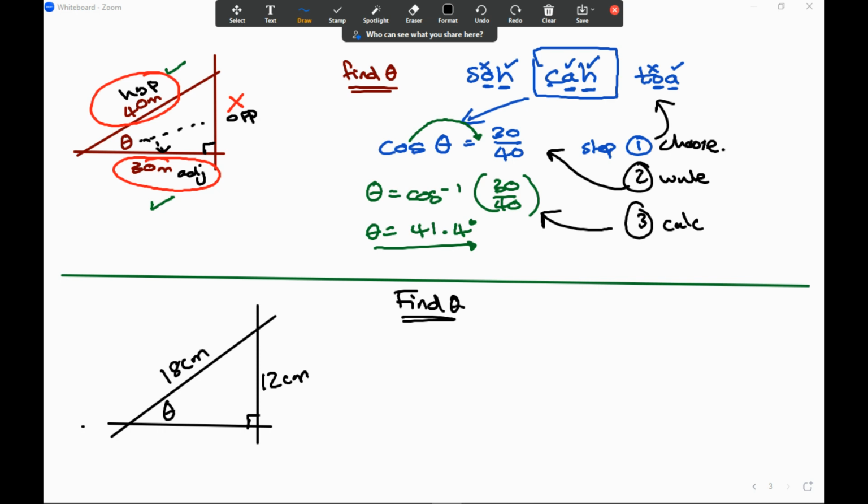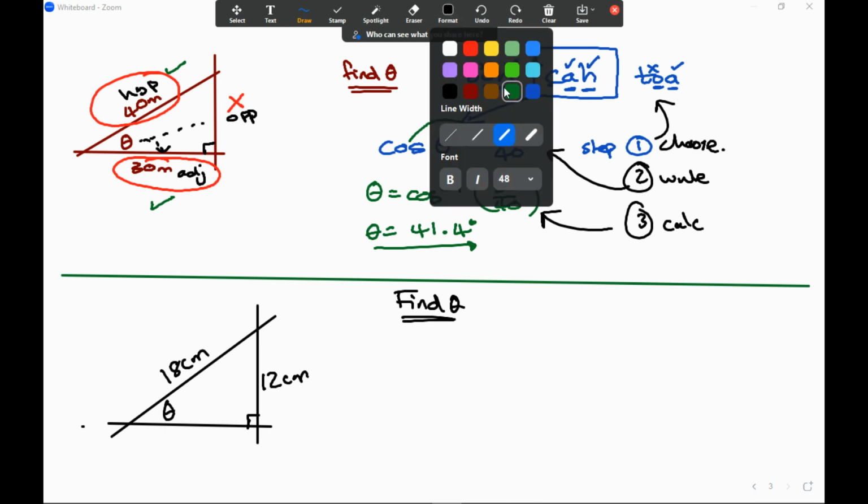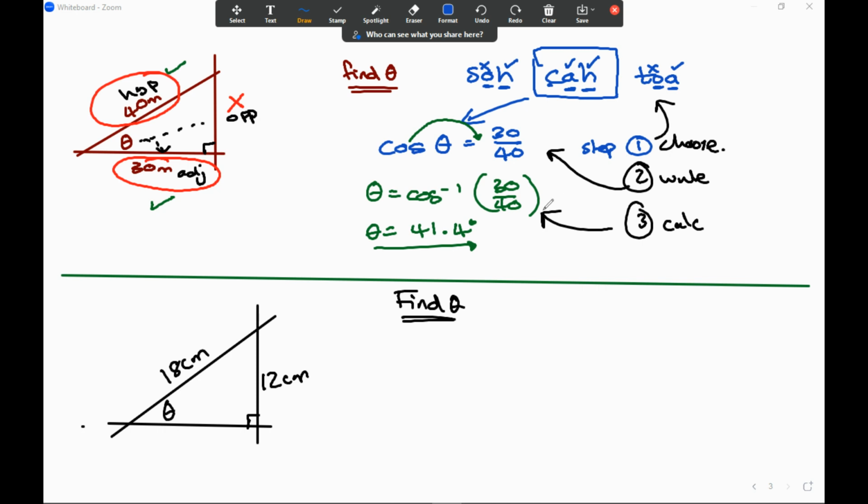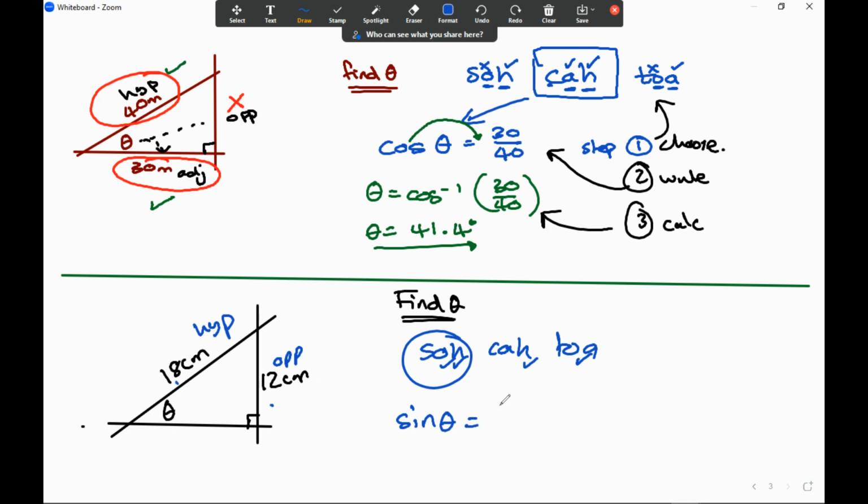Try it. Let's have a look. Okay, cool. So from this one here, we've got to decide if we're going to use sine, cos, or tan. So between SOH, CAH, and TOA, I know I have opposite, and I also have hypotenuse. So this is going to be the one I'm going to use. So I'm going to write sine theta equals 12 over 18.